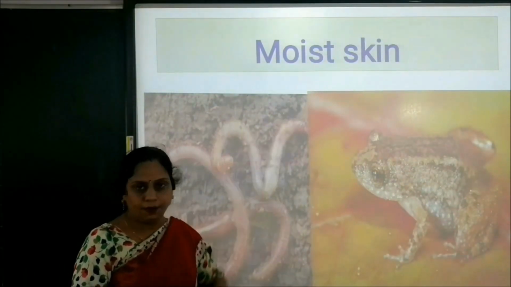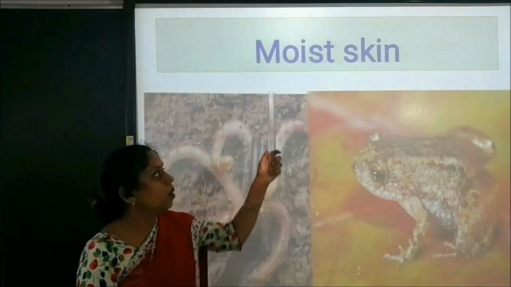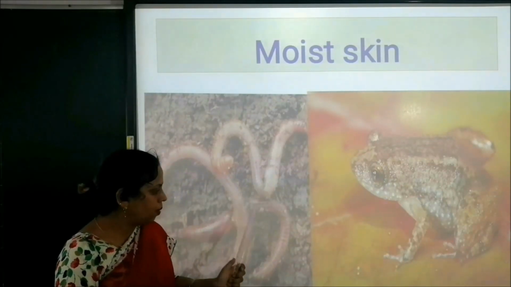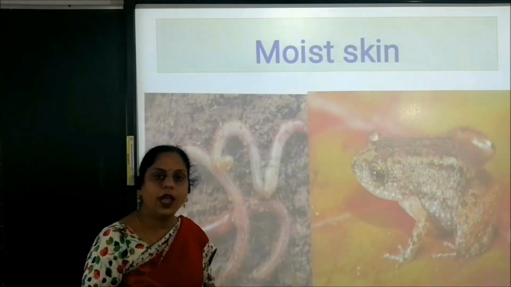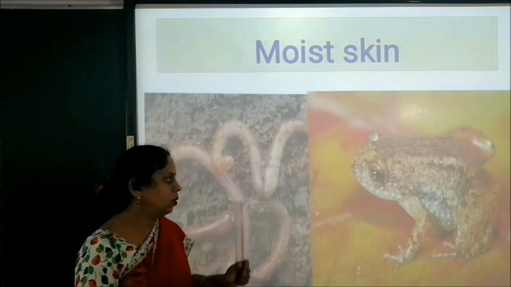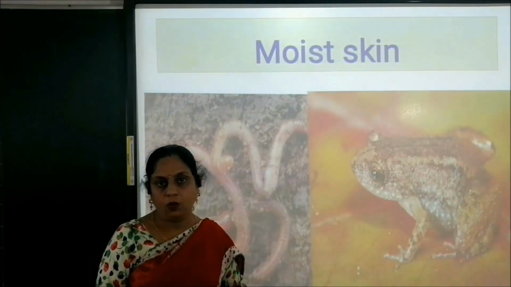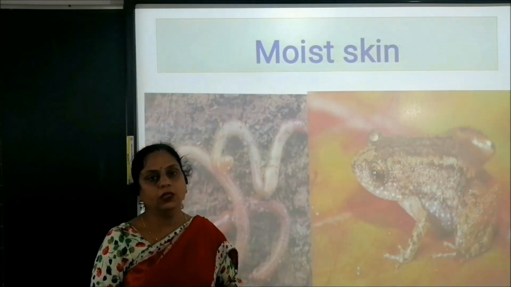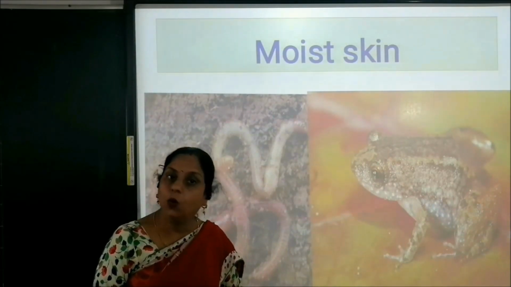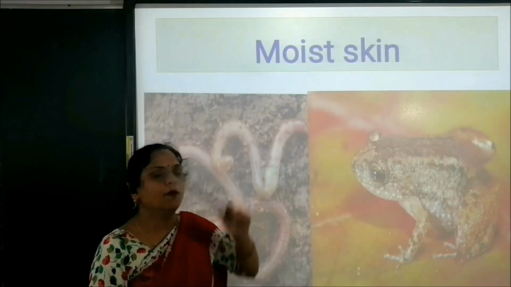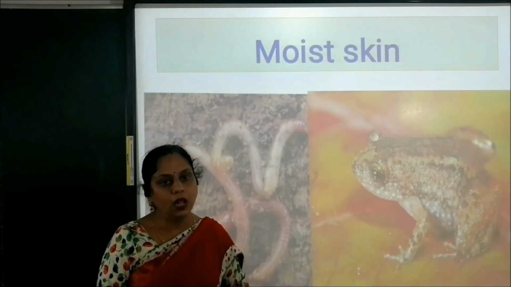Now, moist skin. Earthworm and frogs breathe through the moist skin. Earthworm, although it is living in the soil, its skin is very thin. So the exchange of gases takes place through their skin. Now, frog. Frog is an amphibian. Why do I call it amphibian? Because it lives both on land and in water. When it is in water, it breathes through its moist skin. But when it is on land, it breathes through the lungs.